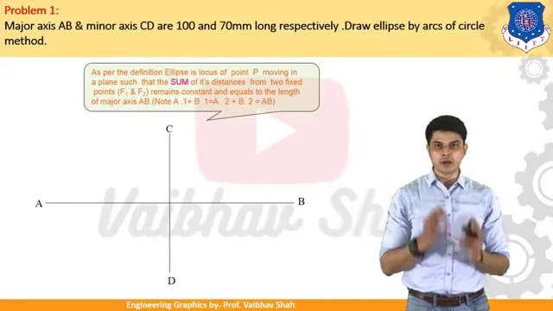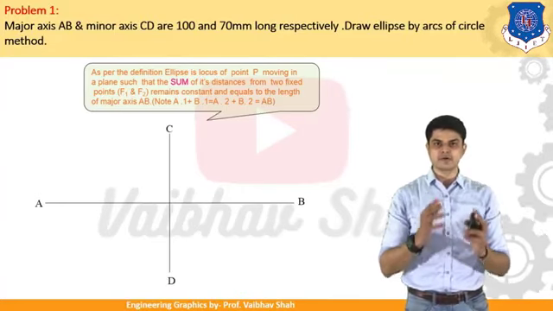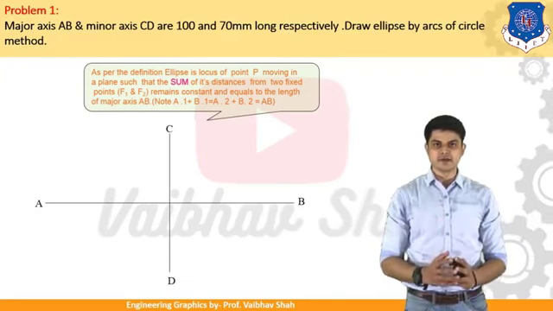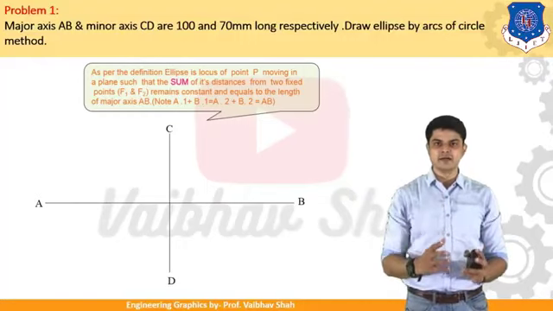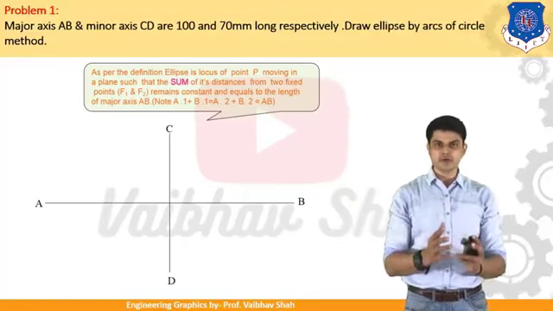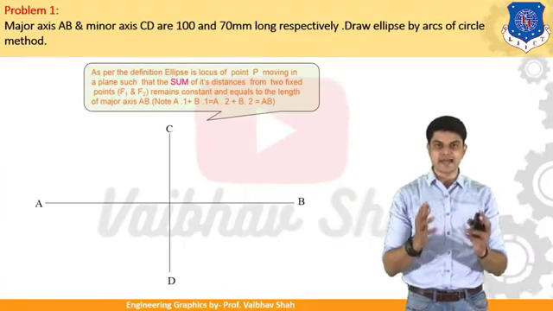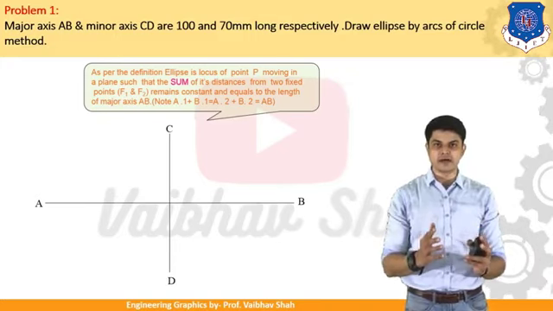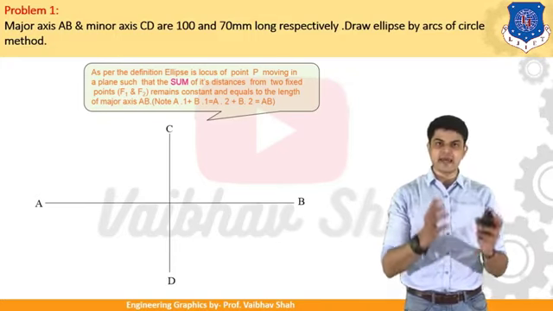Now thereafter, always remember, we require a total of 3 data in order to construct our ellipse. First, its major axis, second, its minor axis, and third, the focal points F1 and F2. Here, the focal points are not given in your example. So first task for us is to find out the focal points F1 and F2.